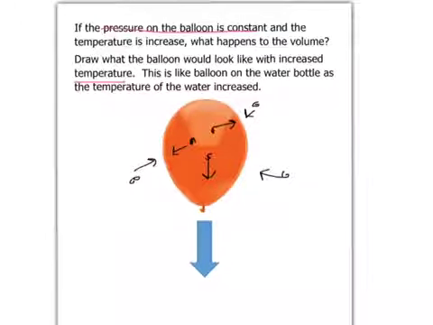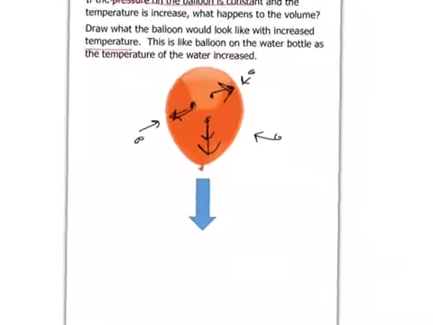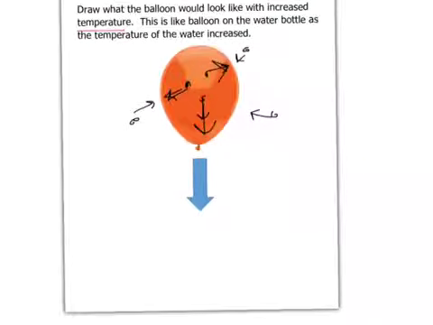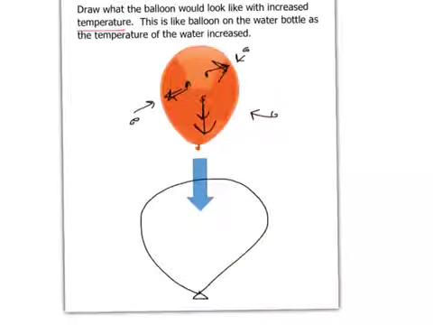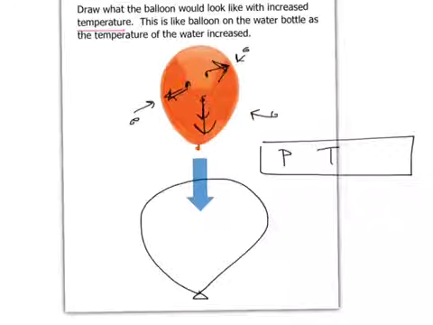And so what happens is when they're hotter, they're going to move faster and they're going to hit the walls of this container harder. And so what happens is that your balloon is now actually going to increase in size, because the collisions are harder against the walls of the container. So this goes back to our PTV, and we said that we're going to hold the pressure constant, so this means that as the temperature increases, the volume has to increase as well. The volume has to go up.